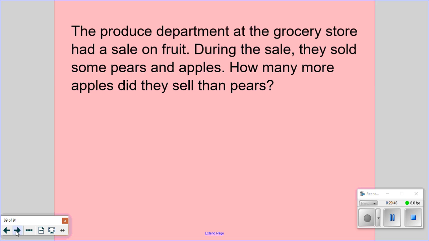Jill, what do we know? John, what do we know? You know that they sold pears and apples. Kaden, what do we know? We're selling them at the produce department. Selling them at the produce department. Kofi, what do we know? Okay. Madison? There's less pears than apples. I know they're having a sale.